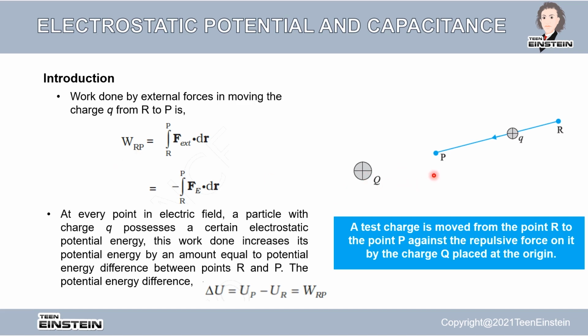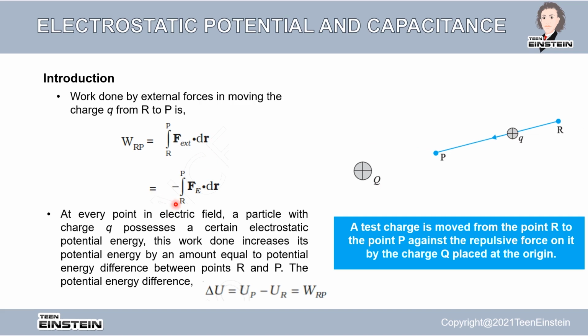We know the definition of work done. Work done is force multiplied by the distance along the same line. So in this case, the work done in bringing this charge from R to P is going to be the integral from R to P of F external dot dr. And why do we say it is F external? Because the work is done by an external force and not by this electric field, because the electric field is pushing it away, not bringing it closer. Dr is the distance that is traveled.